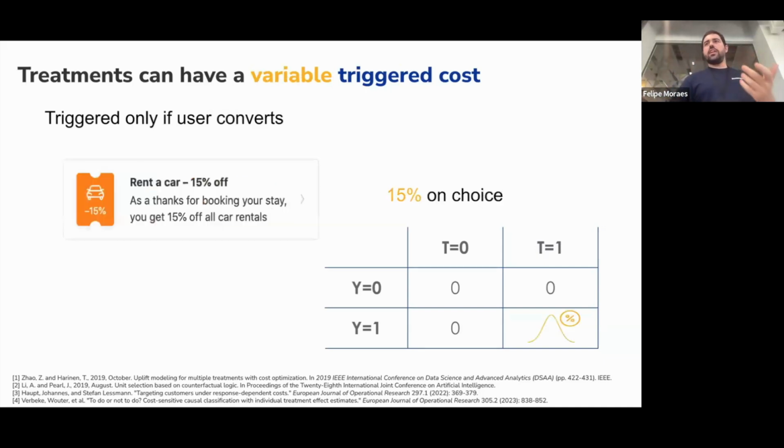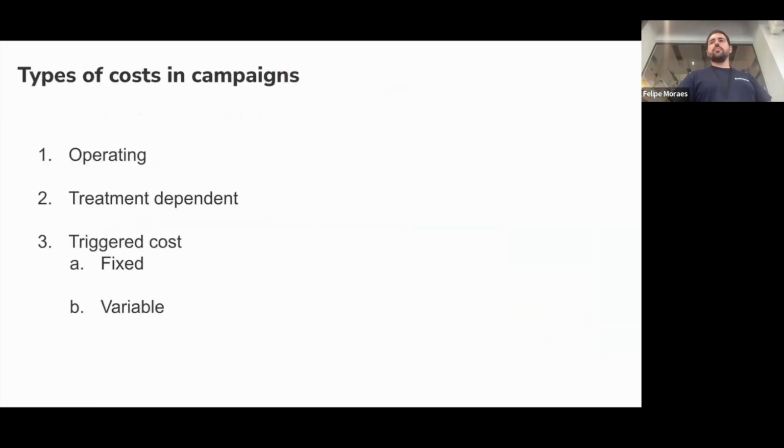And the other case is if you give a discount. For example, we can give a car discount of 15% and you can use it on any car. But in this case, the cost is not fixed, it's variable. It only happens when people choose, but it can be whatever people choose. I mean, we don't even know what they're going to choose. So we just have these costs anyway, and they can be variable.